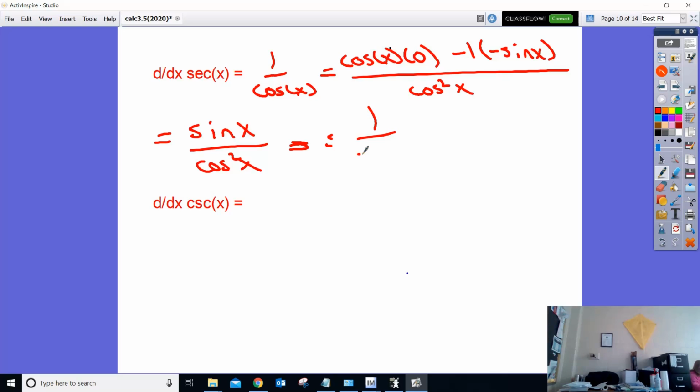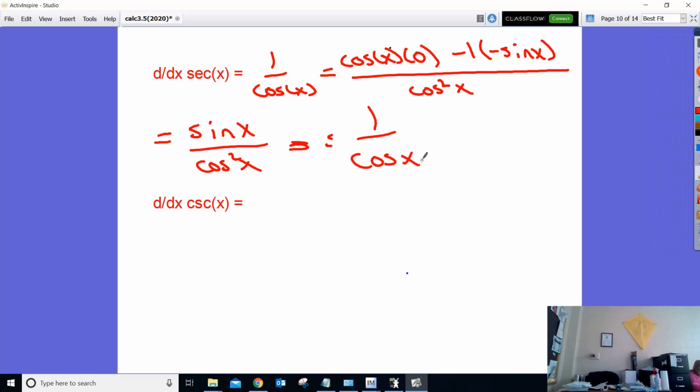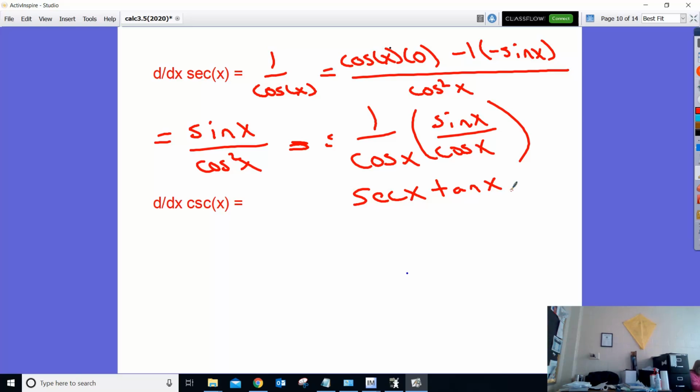It's a lot better if you break it apart like this. There's nothing wrong with what we did. It's just not the typical rule you memorize. Break it apart like that, and this is the rule that everybody memorizes. What's 1 over cosine? Secant. What's sine over cosine? Tangent of x. The other one doesn't have a good ring to it.